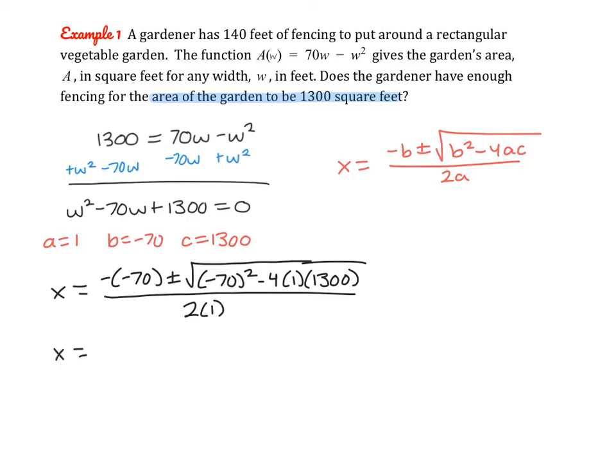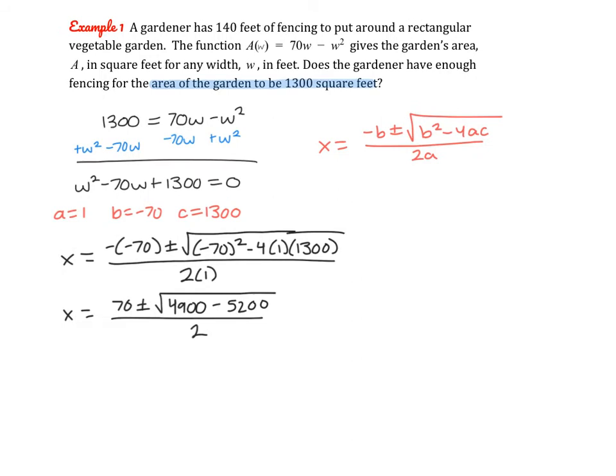So if we start simplifying this, we get positive 70 here plus or minus the square root of. So be careful, this becomes positive because we're squaring a negative number. So it becomes positive 4,900. And then this will stay negative because of this negative. And this becomes 5,200, all divided by 2. And then if we take one more step here, we get plus or minus the square root of negative 300.